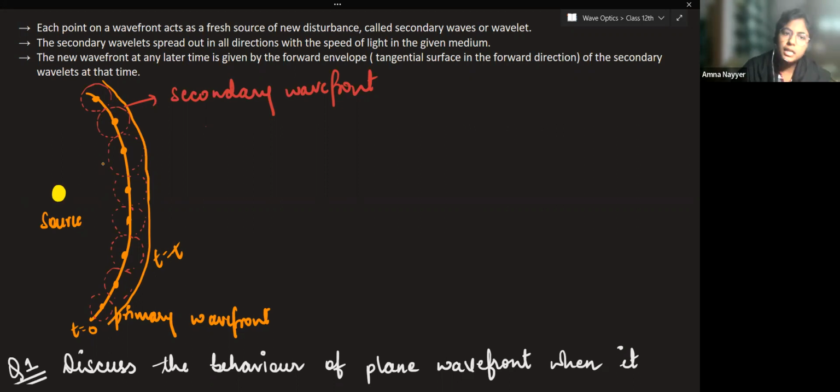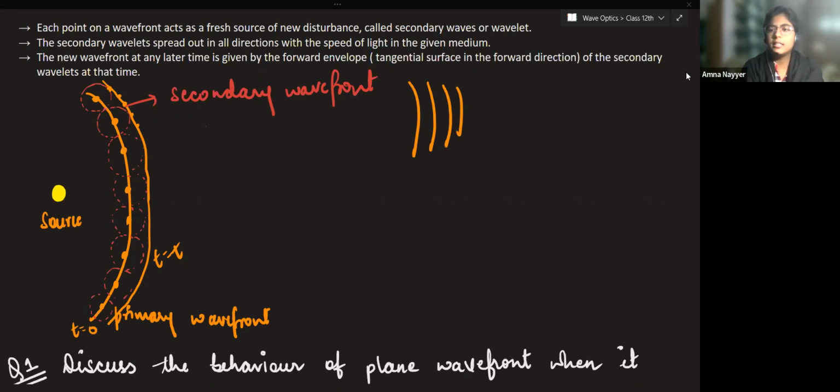Now what will happen? Again, all the points that are present on this new wavefront that has been formed, all these will act as fresh sources of disturbance. These will spread. Again, the forward envelopes you will drop. And what will happen? Like this, waves will propagate, if you drop the secondary wavefront like this. So this is what is Huygens' principle.